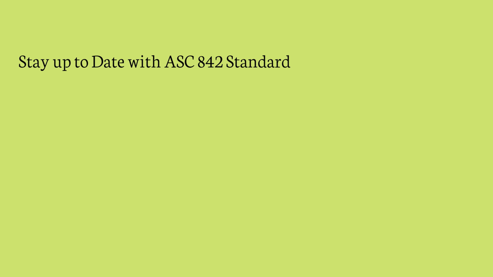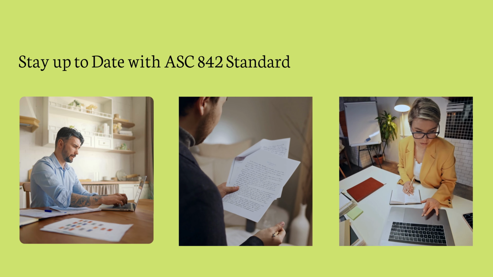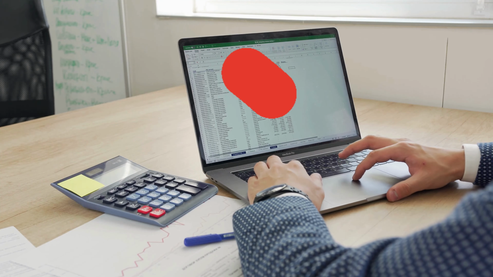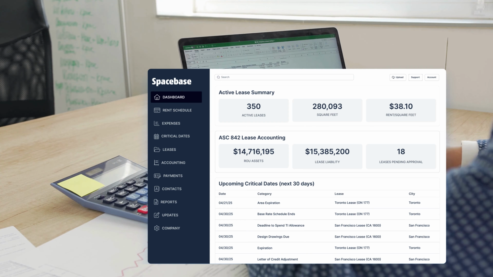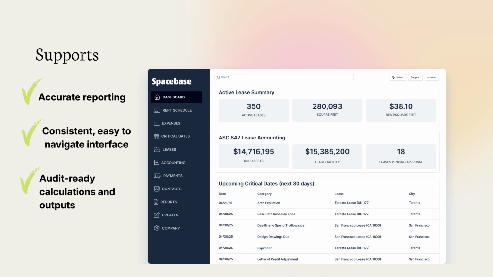ASC 842 isn't a one-time compliance exercise. It requires ongoing monitoring, reassessment, and documentation. That's why many accounting teams move away from spreadsheets and toward centralized lease accounting systems to support accuracy, consistency, and audit readiness over time. ASC 842 fundamentally changed how leases are accounted for and reported.